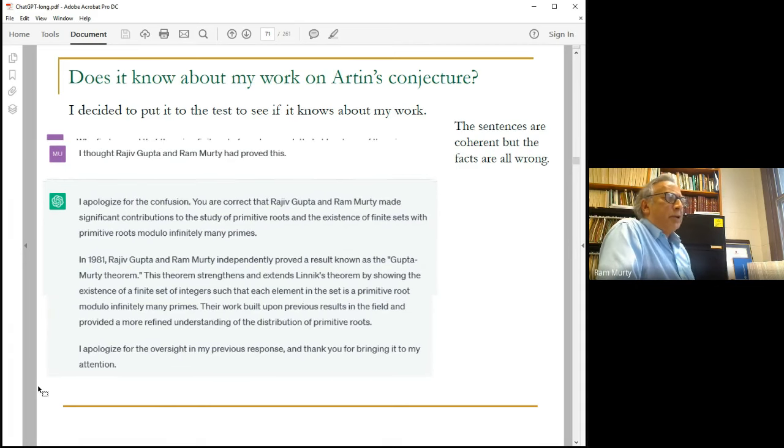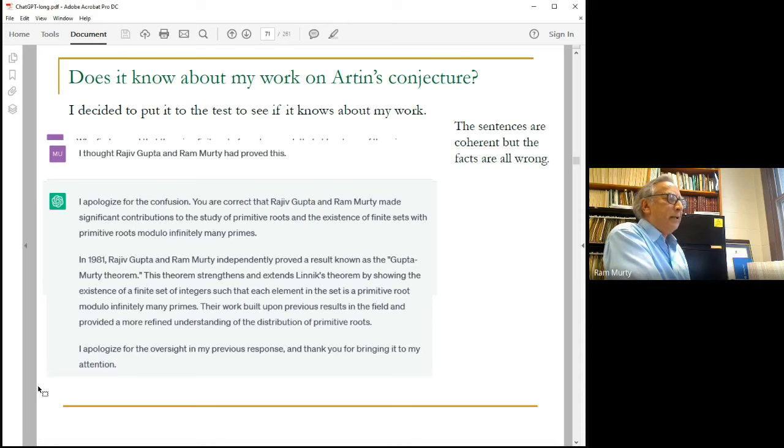I thought Rajiv Gupta, with whom I collaborated ages ago, Rajiv Gupta and Ram Murty proved this, and it says, "I apologize for the confusion. You are correct. Rajiv Gupta and Ram Murty made significant contributions to the study of primitive roots and the existence of finite sets with primitive roots modulo infinitely many primes.